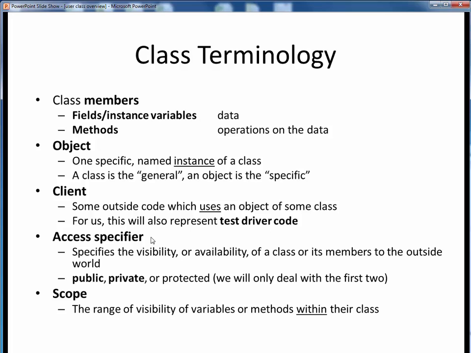An access specifier is simply a Java keyword which establishes the visibility of some class, or any of its data or methods, to the outside world. In other words, can or cannot the outside world see and use the methods and data of a class. Access specifiers may be public, private, or protected, but in this course we will only consider the public and private access specifiers. Finally, scope refers to the range over which variables or methods can be seen and used inside their own class. We'll get to all of these very soon as we start to write our own classes, but they're listed here just so we can define our terms.